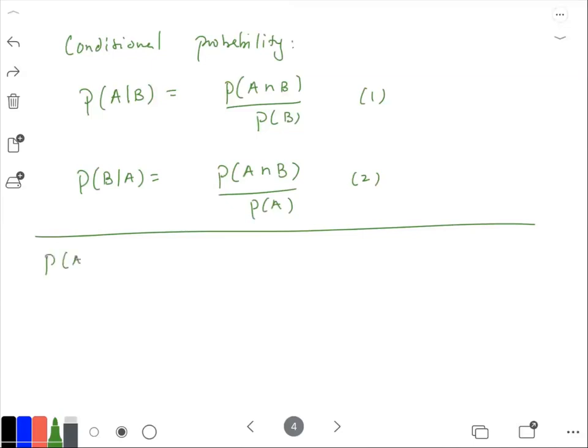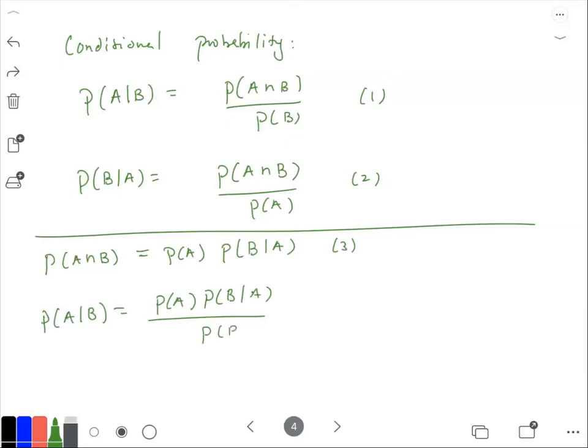The probability of A intersection B is equal to the probability of A times the probability of B given A. So with this, I can now plug this third equation into the first equation to get P of A given B is equal to P of A times P of B given A over the probability of B. And this is known as Bayes' theorem. So this is basically the theorem that the model is built off of.